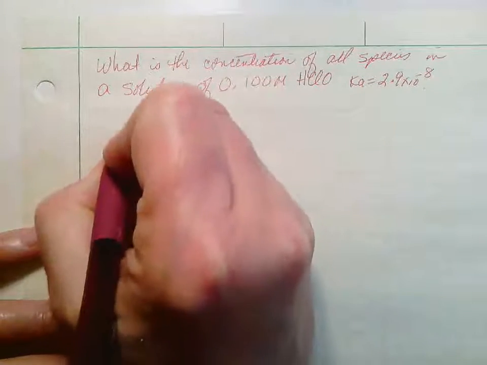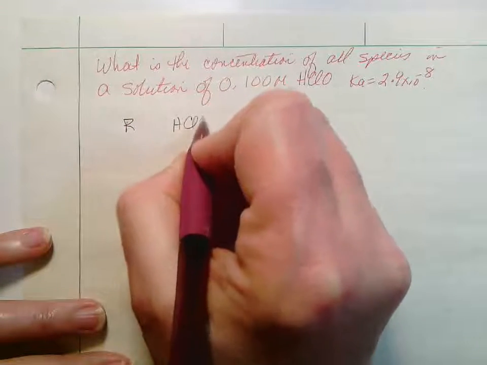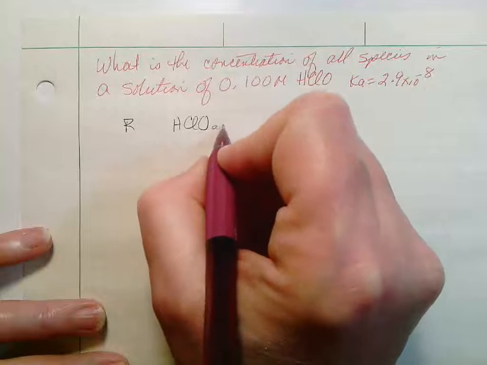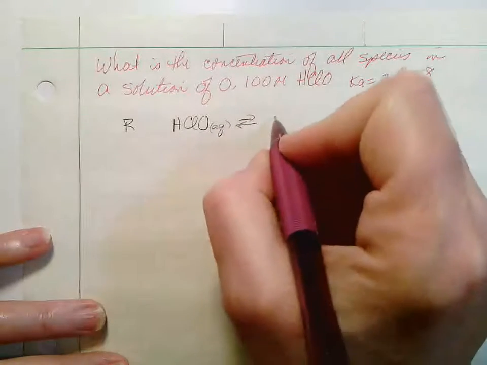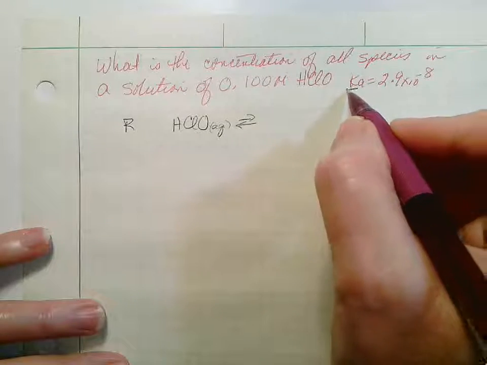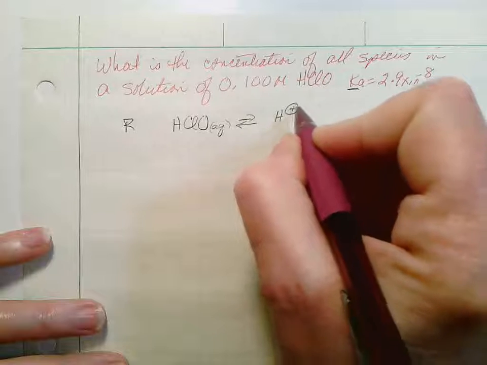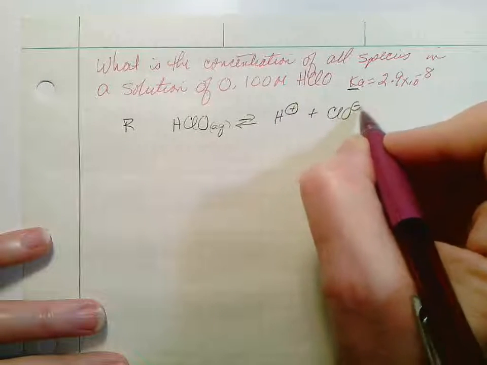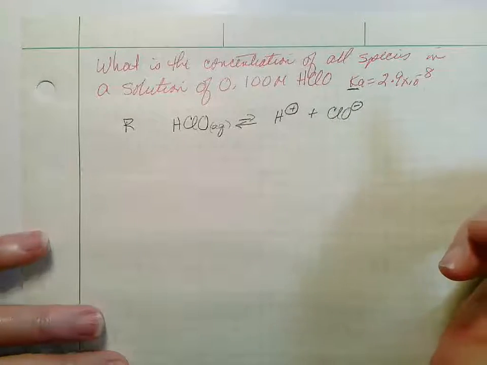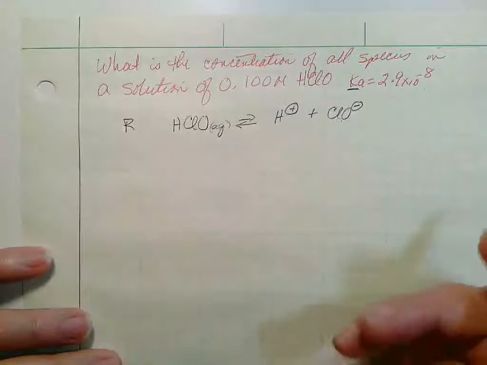Well, the first thing you do in RICE is to write the reaction, which is HClO. And this is aqueous, is dissociating, and this is definitely an equilibrium because we have a K value. It's an acid, so we'll get hydrogen ions, and we'll get hypochlorite ions. So they want me to tell them the concentration of each of these three things.